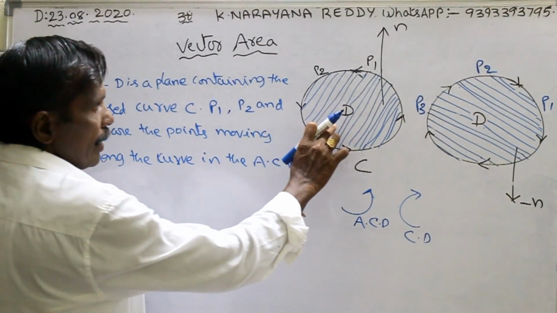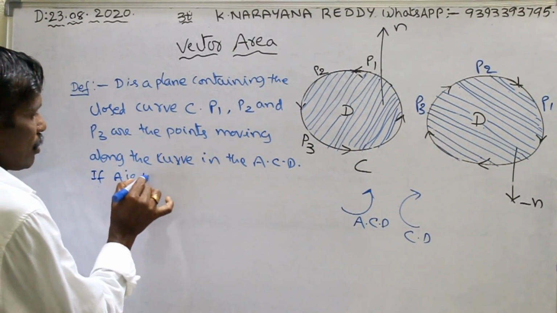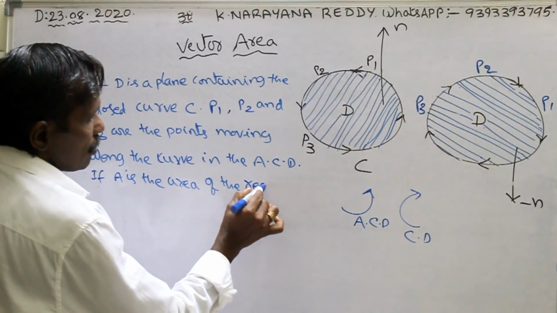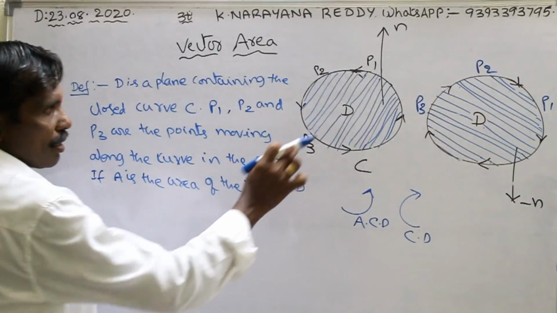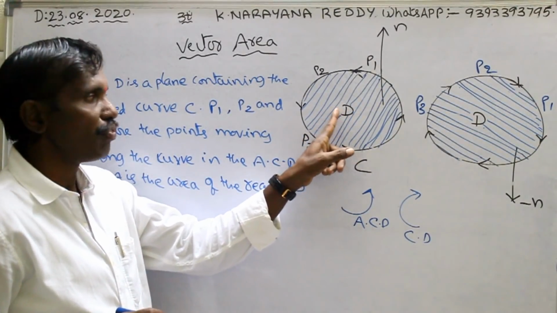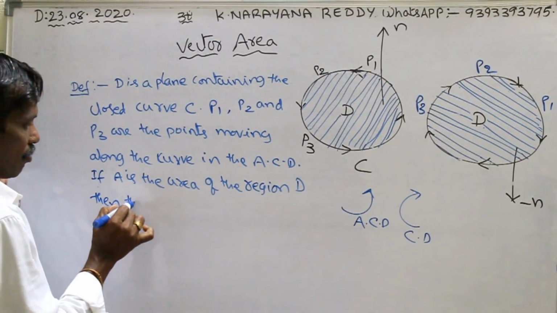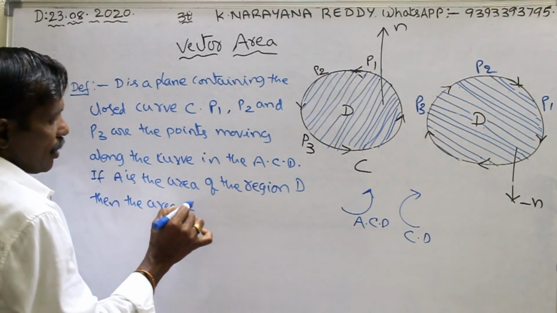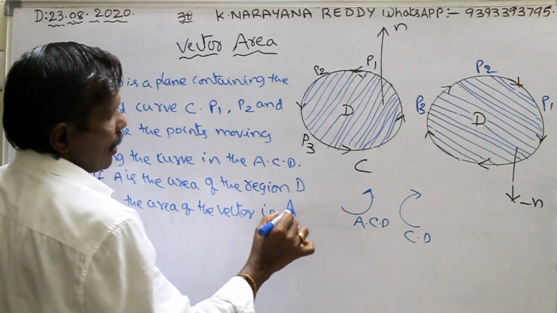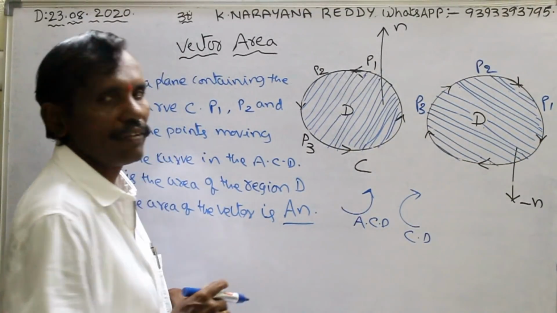So D is a plane. If A is the area of the region D, then the area vector is A n. That's all. Okay? So this is the vector area.